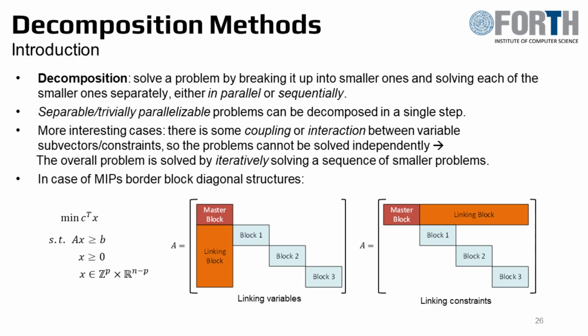In mixed integer linear programs, this structure often appears in what is called a border block diagonal form. There are typically two main scenarios. First, linking variables. We have several independent blocks of constraints, but they are connected through a shared set of variables. These linking variables couple otherwise separable substructures. Second, linking constraints. The variable blocks are mostly independent, but certain global constraints connect them. In both cases, the key idea is to exploit the block structure. We isolate the independent blocks, identify the linking components, and design an algorithm that coordinates the blocks efficiently.